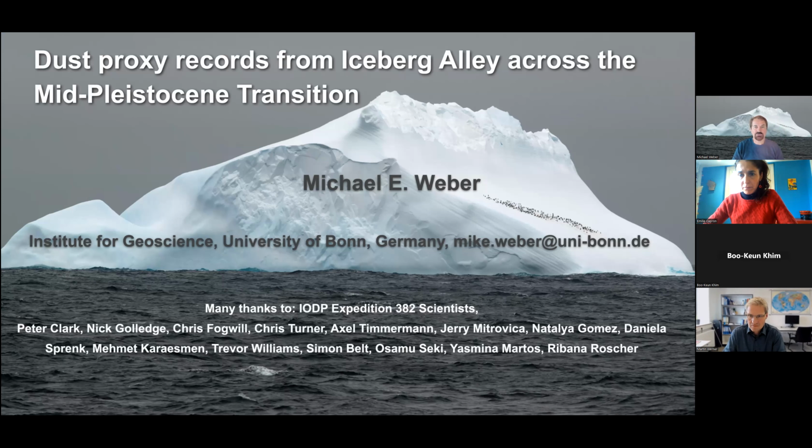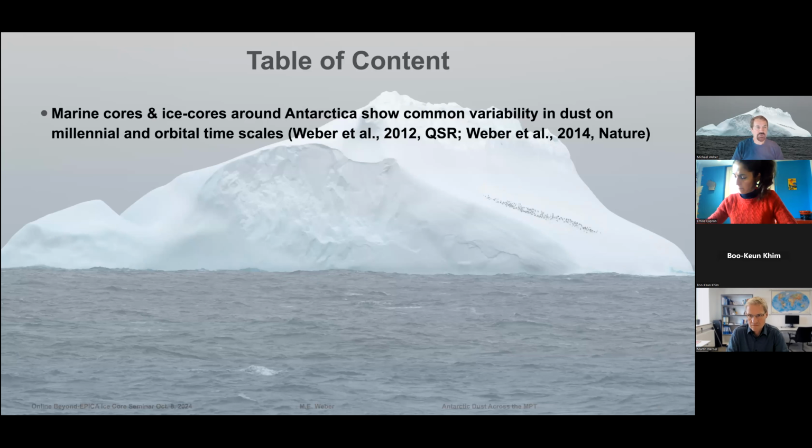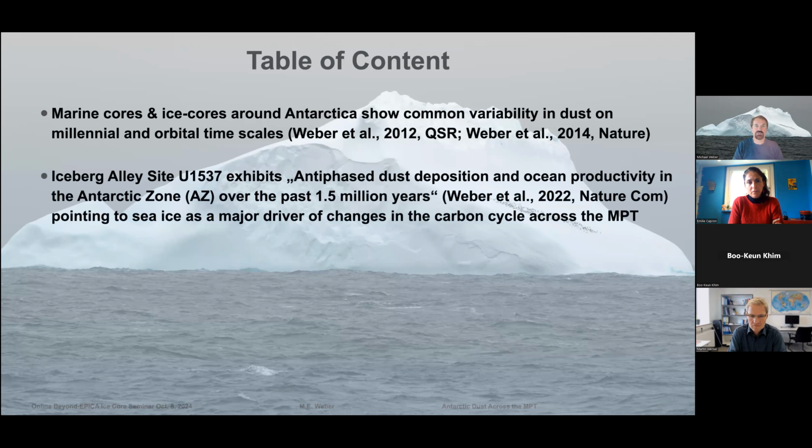And down here, there are a lot of colleagues mentioned who accompanied this research over the years, mainly over the last decade. So what I will talk about today: I will start off by showing you that there are common millennial and orbital scale climate variabilities imprinted in the dust record around Antarctica. And then in the second part, I will go to a paper that raised the interest of the ice core community, which is about anti-phase dust deposition and ocean productivity in the Antarctic zone over the past 1.5 million years.